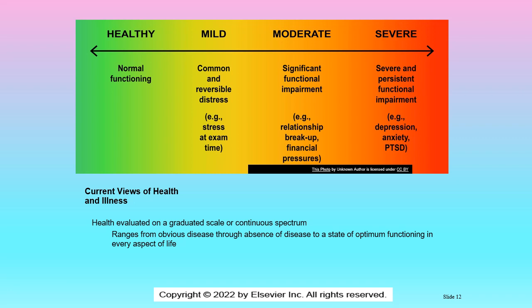This is when severe and persistent functional impairment like depression, anxiety, PTSD. What do we mean by PTSD? Post-traumatic stress disorder. This is usually something that's several months after the event that continues to plague the person and their health. Current views of health: health evaluated on a graduated scale. This is your continuous spectrum. This ranges from obvious disease through absence of disease to a state of optimum functioning in every aspect of life.